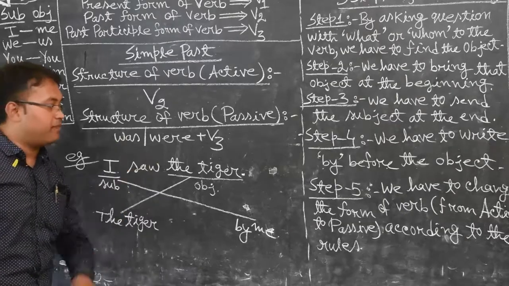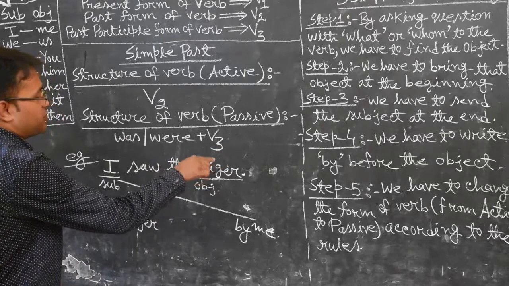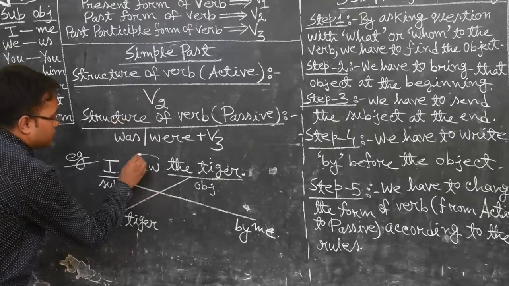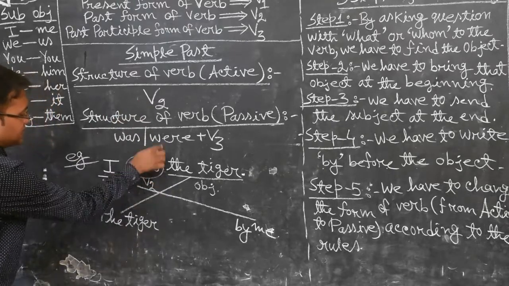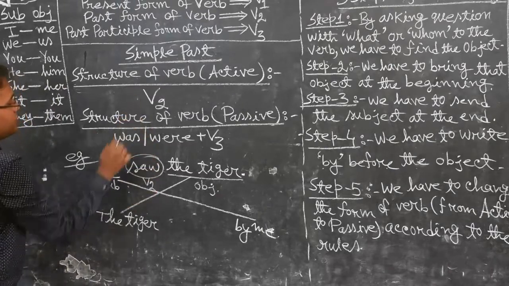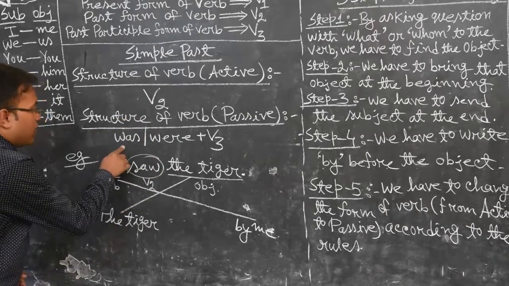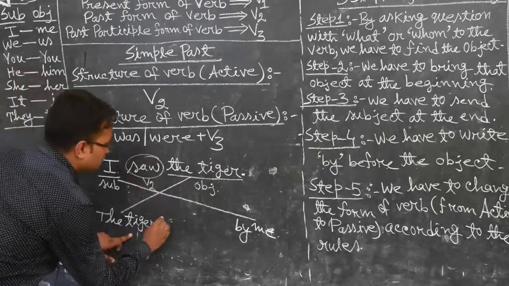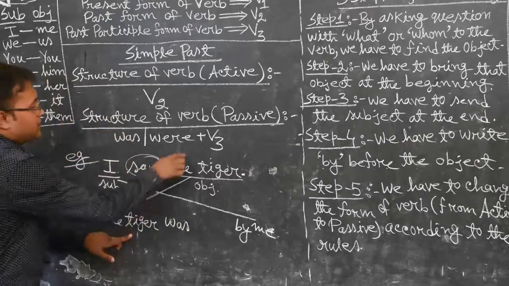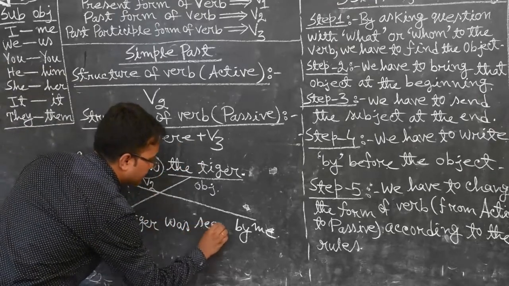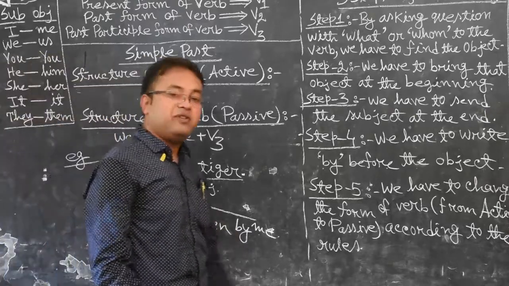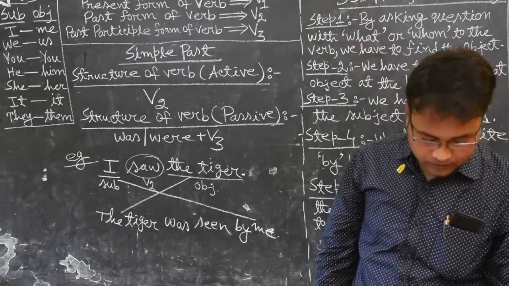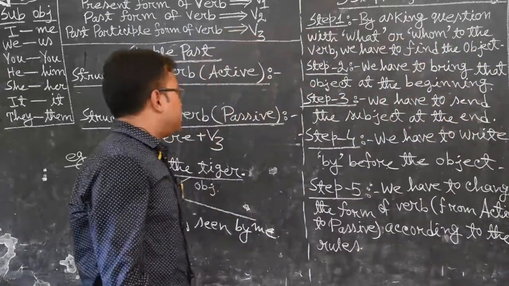Next, last step. We have to change the form of verb from active to passive according to the rules. The rule is, if there is V2, saw, see, saw, seen, so it is V2, we will have to turn it into was or were plus V3 in passive voice. So the tiger was, V3, seen, S-E-E-N. The tiger was seen by me.